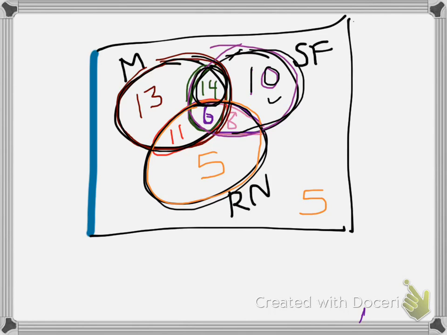E part: how many purchased exactly 2 types? Exactly 2 types means this or this or this. So it's going to be 14 plus 11 plus 8. 14 plus 8 is 22, plus 11 is 33, which is the answer to E part. Hopefully you understood. If you have more questions, send them to me.